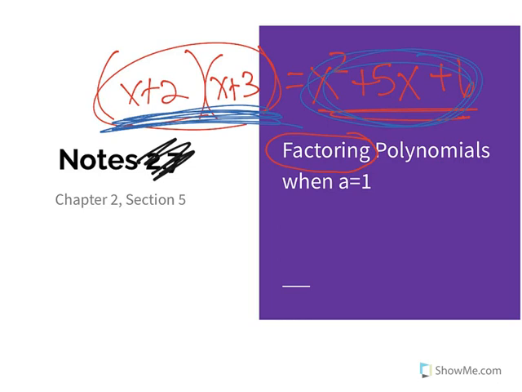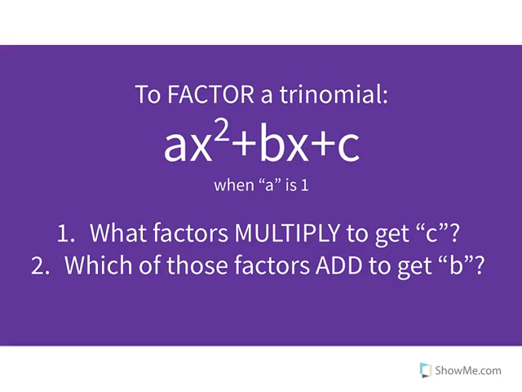We're going to start with when a equals 1, which is going to make more sense in just a moment. So please make sure you write this down. This is huge. This is our trinomial: ax squared plus bx plus c, where a is a number, sometimes 1, b is a number, and c is a number. So our binomials that we ended up with looked like this. In this case, a is 1, b is 3, and c is 2. This is what we call the standard form of a trinomial.